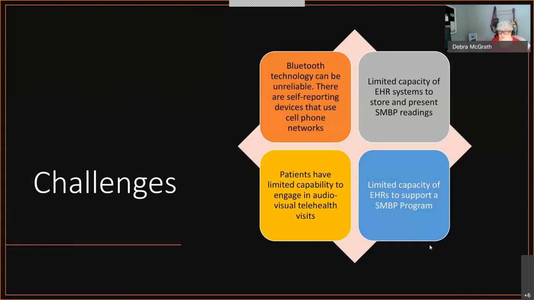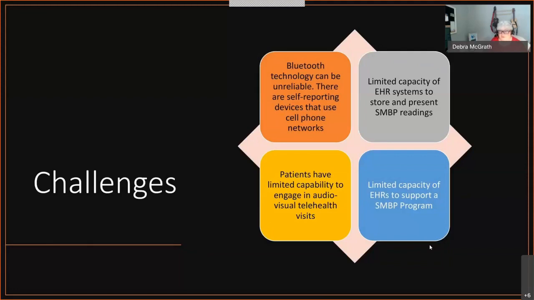So, you know, we've talked a lot about the limited capacities of EHR systems, and that definitely continues to be a challenge. Many of the systems are very dependent on revenue and on reporting. So these blood pressure readings need to be considered applicable to both revenue and to reporting, and in some cases that's the reason for the limiting of those going in.